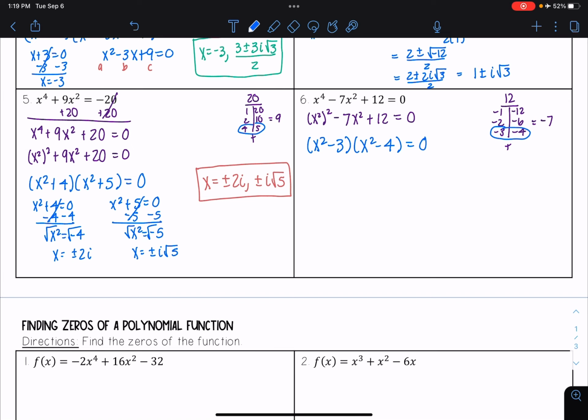Now I can go about this a couple different ways. I could go ahead and refactor this x squared minus 4 to be x plus 2, x minus 2. Or you could just go ahead and solve straight from here. Either way will work. I'm just going to go ahead and go straight to solving. So I'm going to set each of these equal to 0.